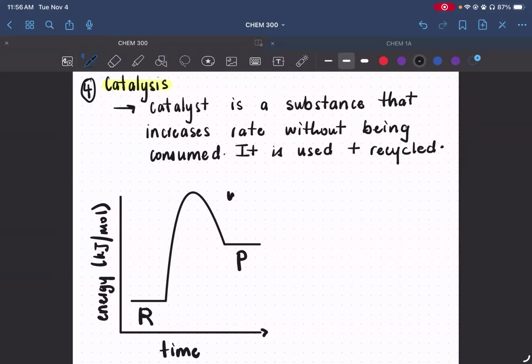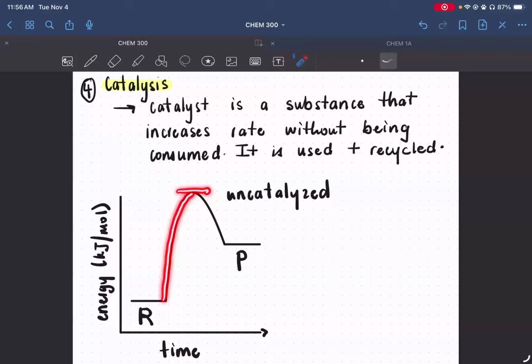In black is our uncatalyzed reaction, meaning no catalyst present. This is our normal reaction pathway. This is our normal hike. We have to overcome some activation energy so that we can get to the products. As we've talked about, if you don't have enough energy to overcome this, then no reaction is going to occur. But the way catalysts work is that they provide you with another pathway.